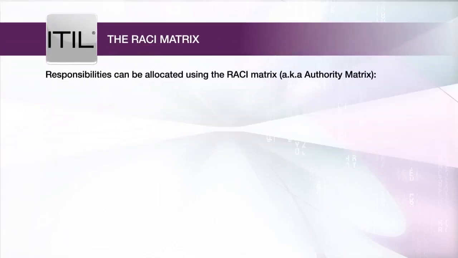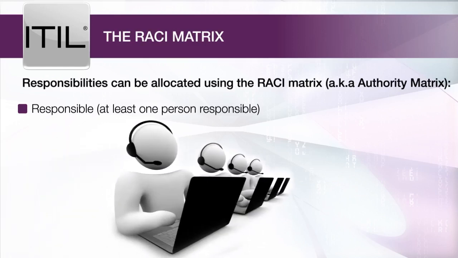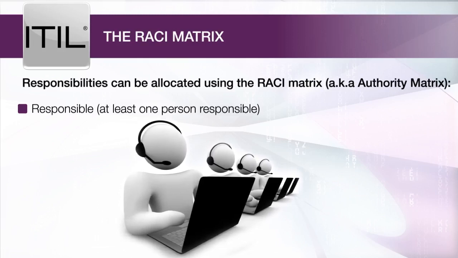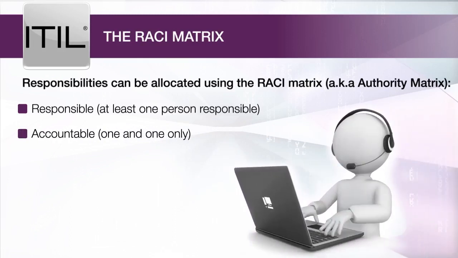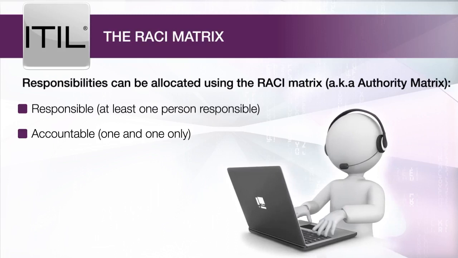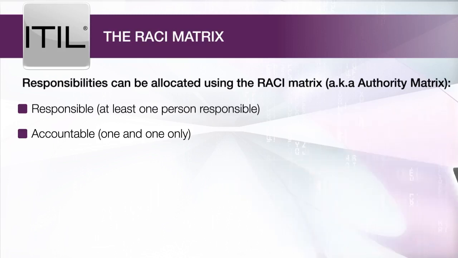RACI is an acronym for the 4 main roles, namely responsible, meaning the person or people responsible for correct execution of an activity in a process. More than one person can be responsible for the activities in a process. An example being service desk analysts who log calls to the service desk. Accountable, meaning the person who has ownership of quality and the end result, basically where the buck stops. Only one person can be accountable for each task. This could be the service desk manager, for example.